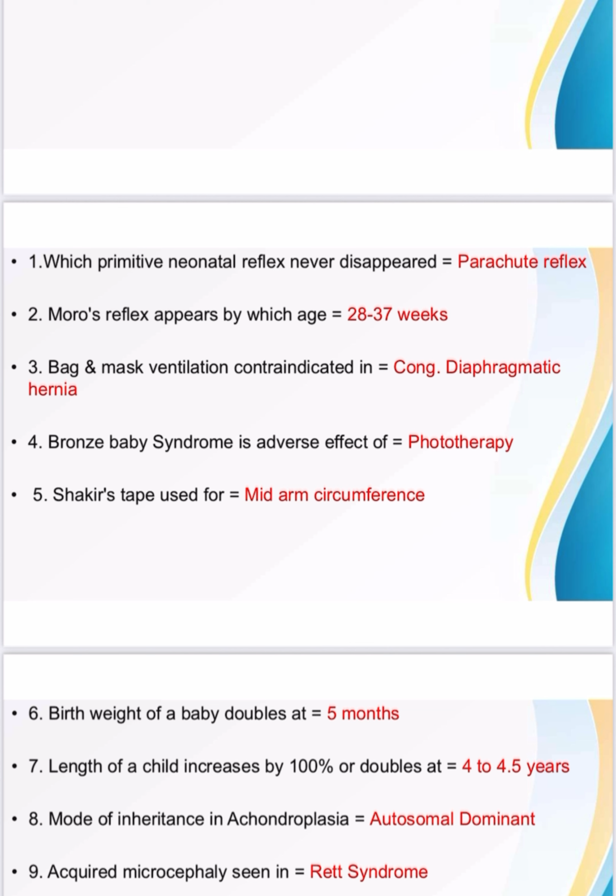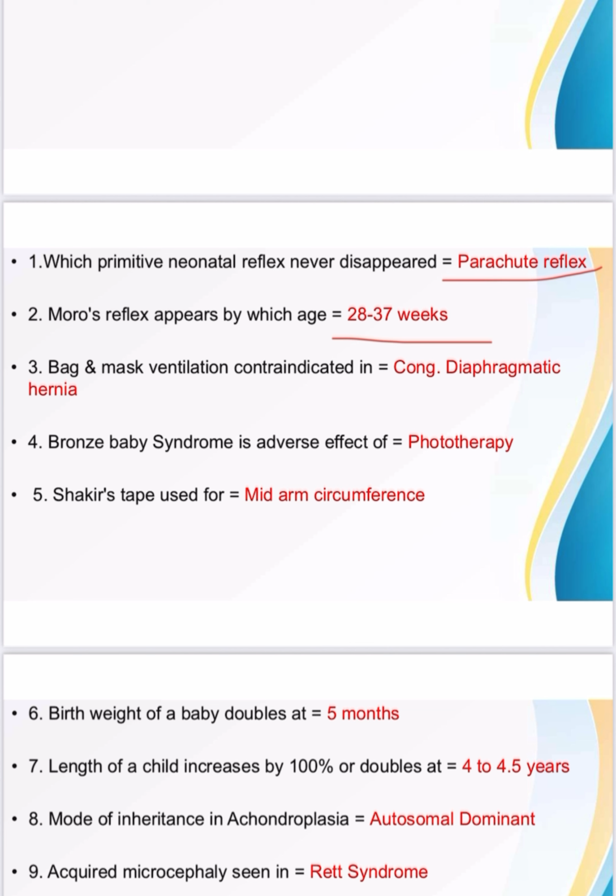So, let us start. The first question is, which primitive neonatal reflex never disappears? The answer is parachute reflex, which never disappears. Then Moro's reflex appears by which age? That is 28 to 37 weeks. So guys, remember that milestones are very important topics in pediatrics, and every time questions are asked on milestones.